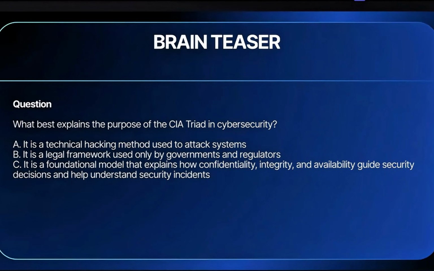So let's test ourselves. Here is a brain teaser. The question is, what best explains the purpose of the CIA triad in cybersecurity? You can pause your video, read the options, pick an answer in your mind, and play the video. Now, what's your answer? The correct answer is C, which is: it is a foundational model that explains how confidentiality, integrity, and availability guide security decisions and help understand security incidents.